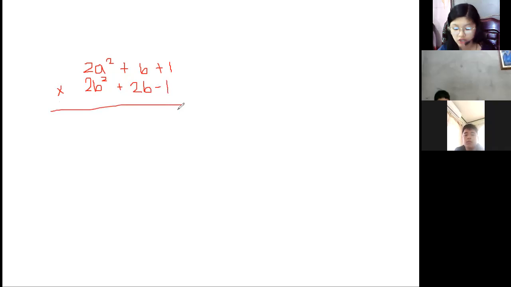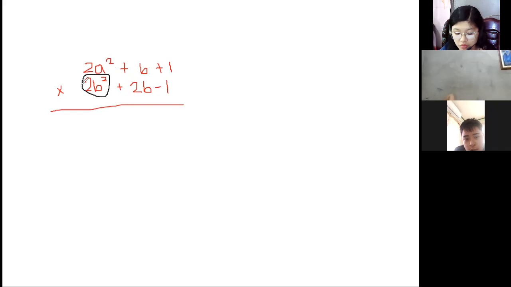So, 2b squared plus b plus 1. Ita-times natin siya sa 2b squared plus 2b minus 1. So, sa pag-multiply ng conventional, ang kailangan muna nating start is ito, si b squared.